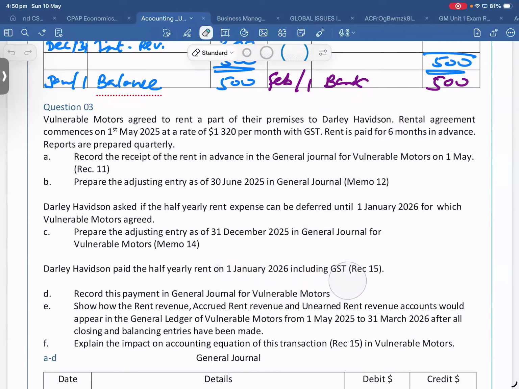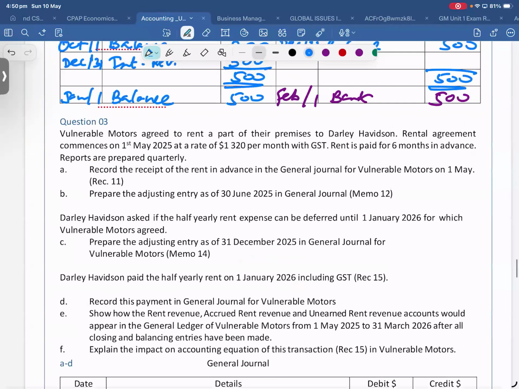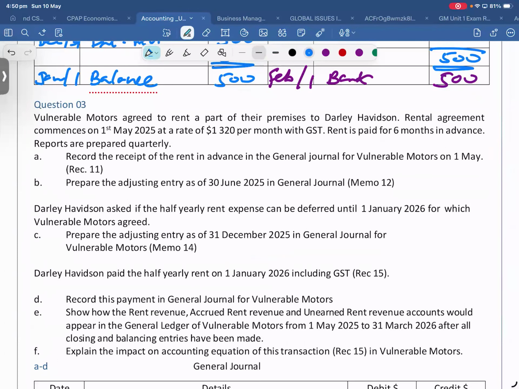However, you can do it. I have another way that I'm going to show you, but you can do it. That's fine. Right. So this one we are doing from the landlord's perspective.